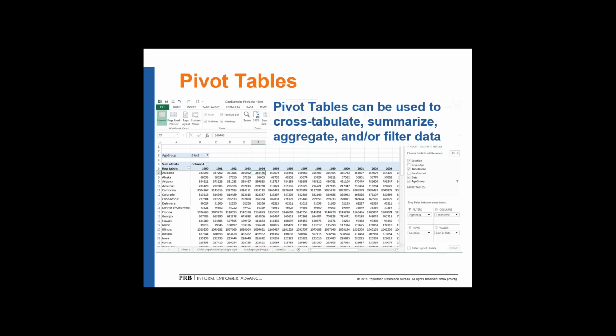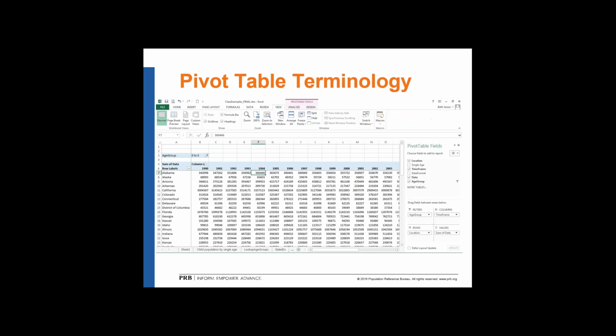Pivot tables can be used to summarize, cross-tabulate, aggregate, and/or filter your data. They allow us to take that long format data and turn it into a table. Within that table, we can aggregate data across categories, filter and select records, and summarize results. So there's a lot of power in this tool. And a little bit of pivot table terminology: the crosstab itself is what we refer to as the pivot table.